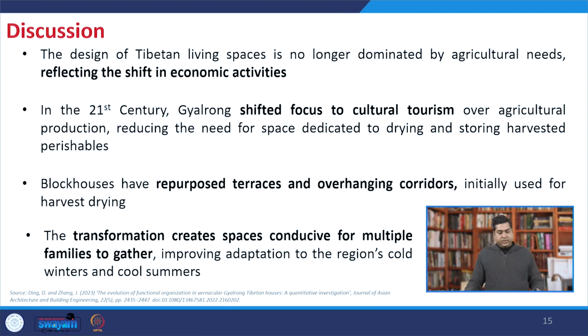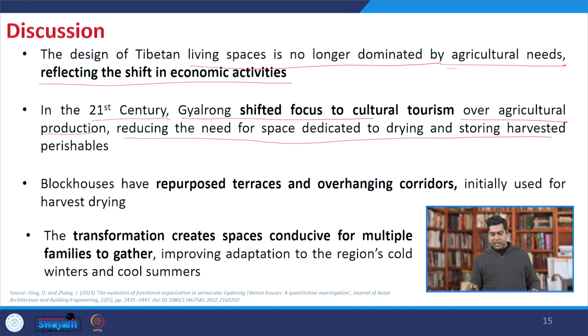In the discussion they have also mentioned the design of Tibetan living spaces is no longer dominated by agricultural needs, like drying of the crops. They have the space where they can use it for such activity, reflecting the shift in economic activities. In the 21st century, the Gyalrong shifted focus to cultural tourism over agricultural production, reducing the need for space dedicated to drying and sorting of the harvested perishables. Rather, now it is focusing on providing some basic amenities to the tourist.